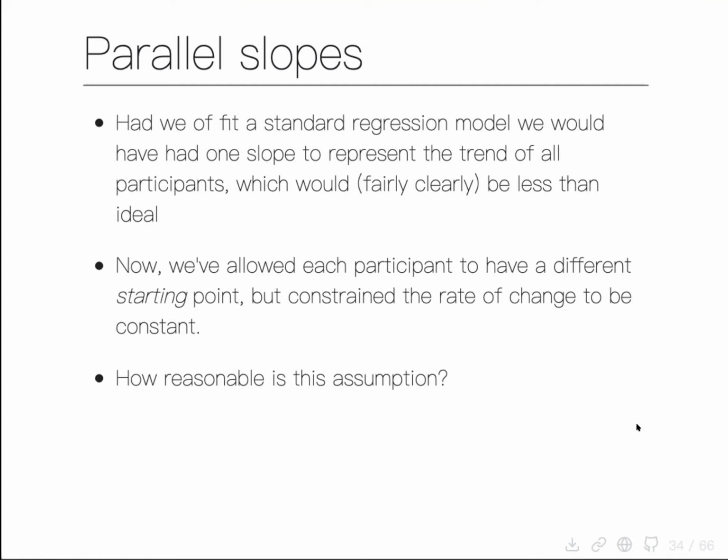And so actually assuming a constant rate of change for all participants might be the most reasonable, parsimonious modeling option, okay? Because the differences in those slopes might be so tiny that it's better represented just by a single slope.